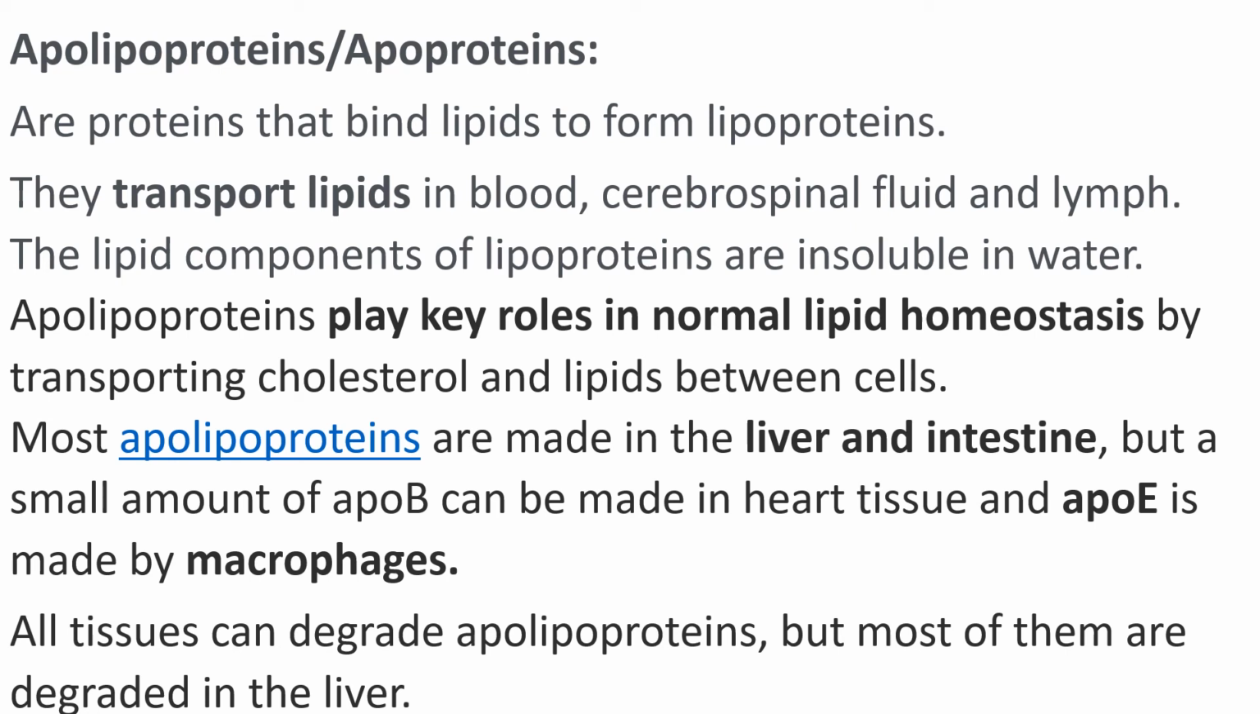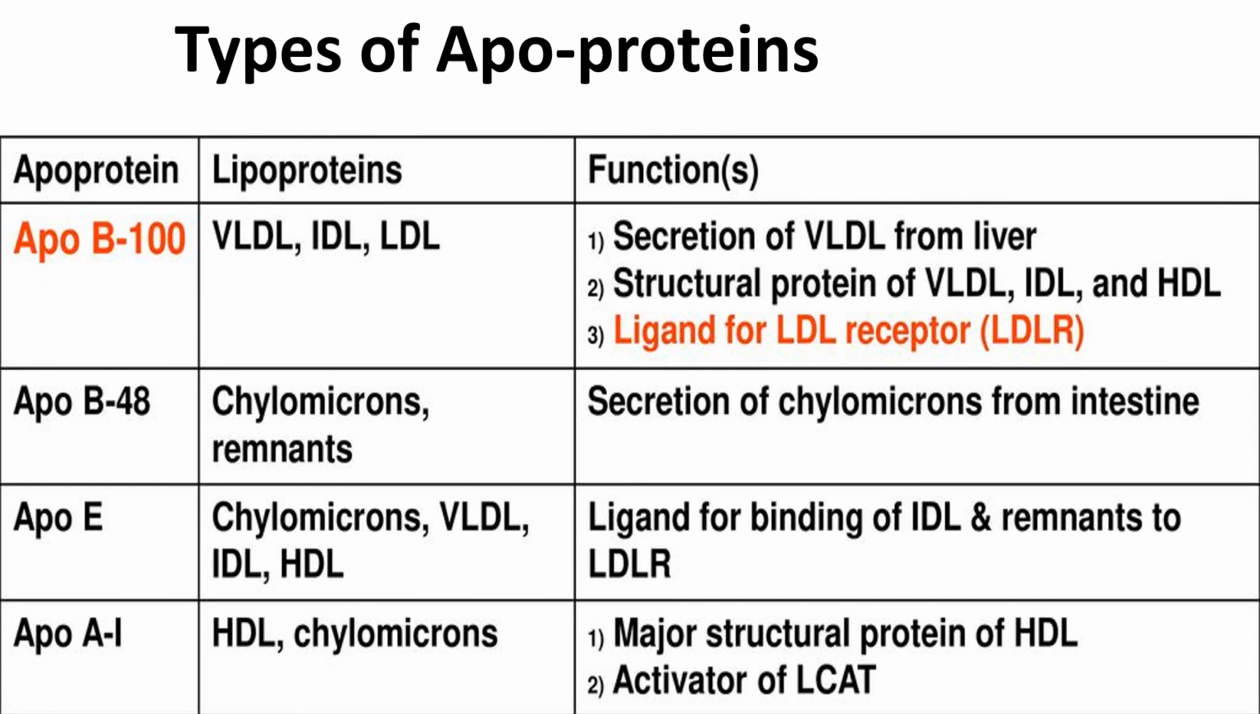These apoproteins are mainly synthesized in the liver and the intestine, but a small amount of ApoB can be made in the heart tissues and ApoE by the macrophages. If you recall, these apoproteins can be designated as ApoA, B, C, and E. All tissues in the body are capable of degrading these apoproteins, but mainly they are degraded in the liver. This chart shows us the different types of apoproteins.